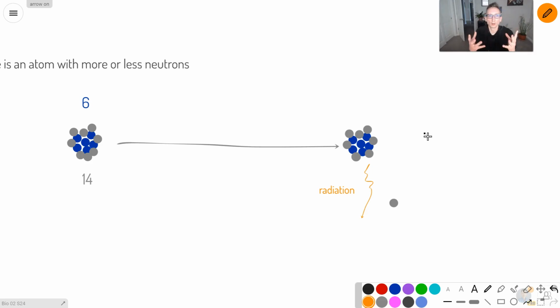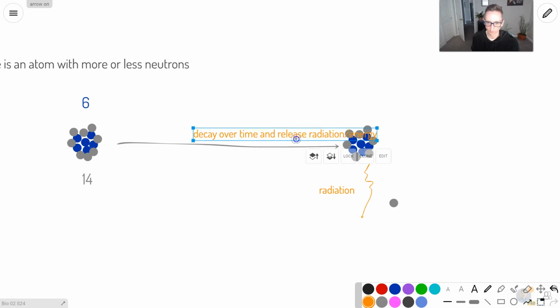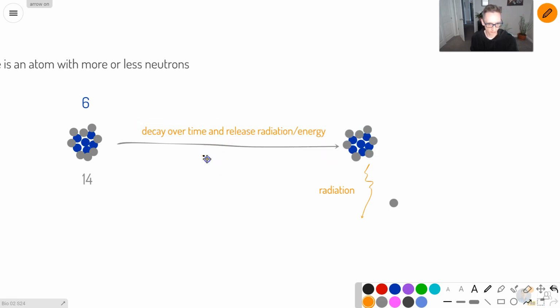Or a rock, let's say, something like that. So we can use this to understand how old things are, and that's very useful. This isotope is now decaying. It will decay over time and release radiation, which is just energy that we can detect. Radioactive decay, that's what that's called.